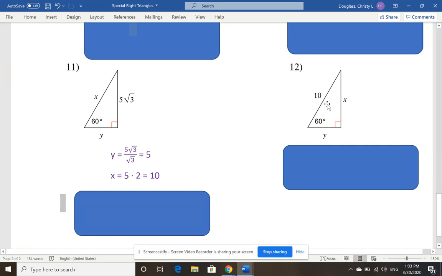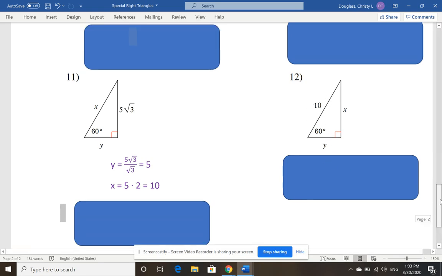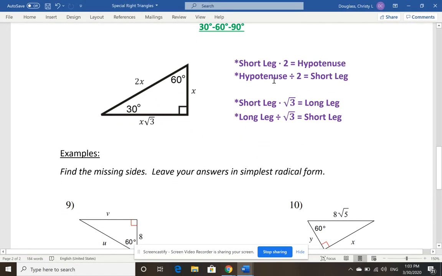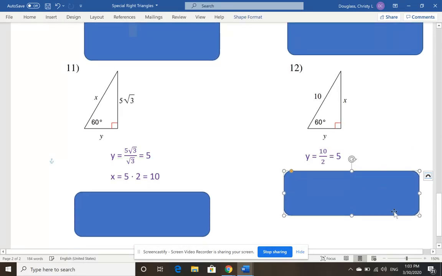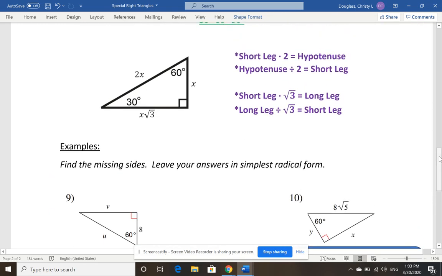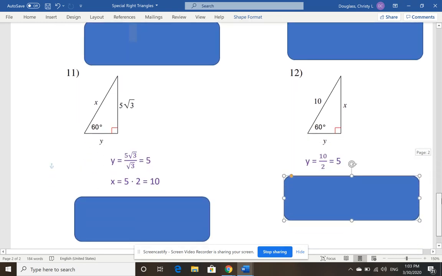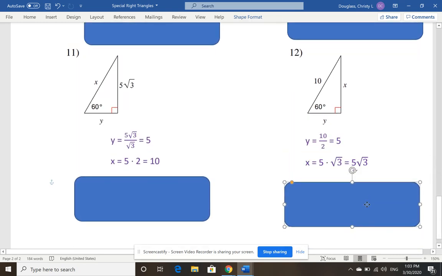So what is the rule if you know the hypotenuse and you're trying to find the short leg? Well, the hypotenuse divided by 2 is equal to the short leg. Easy enough. We simply need to take 10 and divide it by 2. Now that we know the short leg, we need to find the long leg, which is X. To find the long leg, you're going to take the short leg times the square root of 3. So we multiply the short leg, which is 5, times the square root of 3. Well, 5 times the square root of 3 is just 5 square roots of 3.